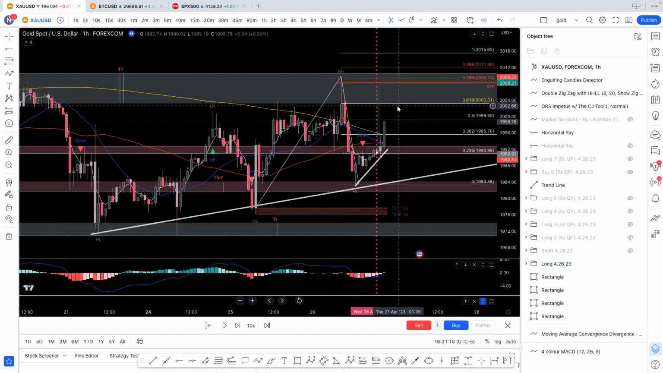So I just went ahead, and maybe it was greed, I went for the safe take profit, which is up here at this fib level.